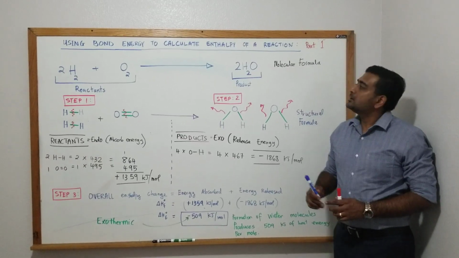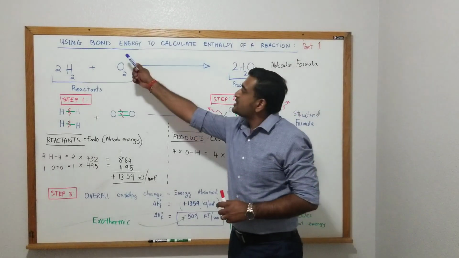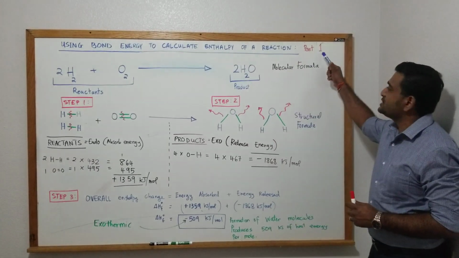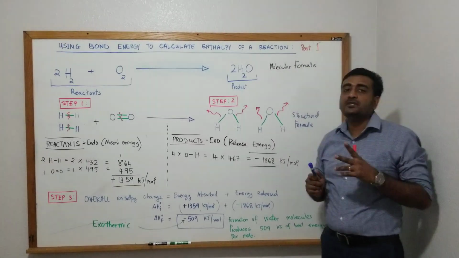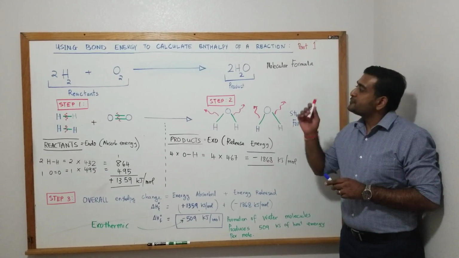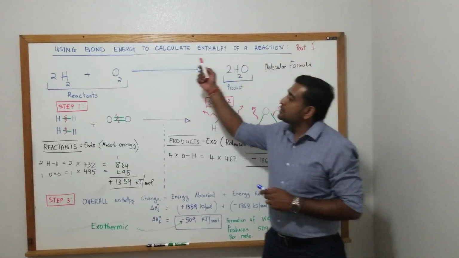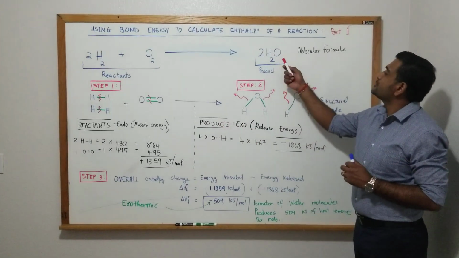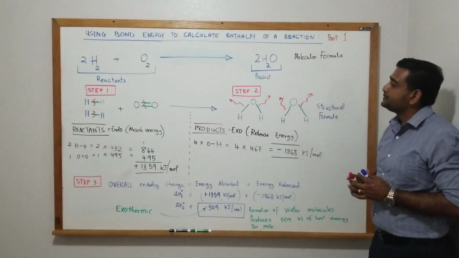Today, under the topic of thermodynamics, I'll be explaining how to calculate the bond energy or the bond enthalpy of a reaction. This is part 1. Actually, there are two different ways I can show you this. This first part is showing you the total breakdown of all the bonds between the reactants and total formation of all the bonds within the product.